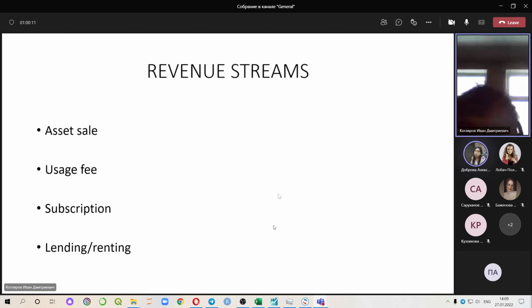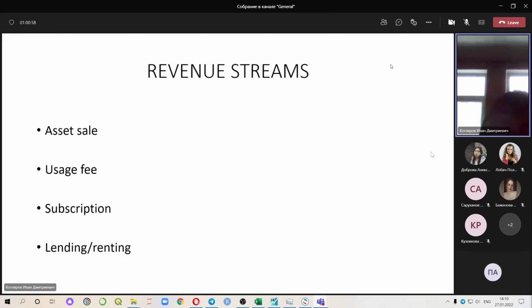Yes, it is. But at the same time, there are some services, or there were some services, which took payment for each film. So why not? Why not? In that case, it will be a usage fee. Absolutely correct. Ladies and gentlemen, you should understand that these types of revenue streams are not mutually exclusive. We can create a company which takes a usage fee for some services and a subscription for other services. It is not impossible. Okay?